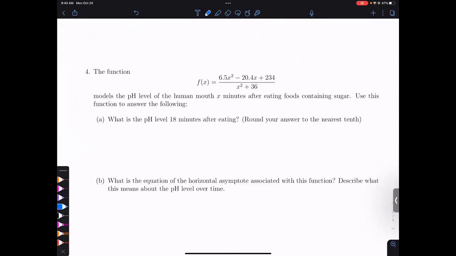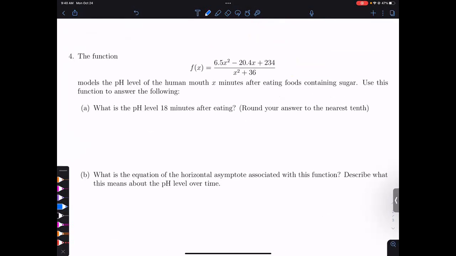This one I wanted to spend a little bit of time with because we haven't had a lot of time to talk about applications in this chapter so far. Here's a function. It's rational, right? There's a quadratic on top, quadratic on bottom. And we're told that this function models the pH level of a person's mouth X minutes after eating foods that contain sugar. We want to use this function to answer the following.